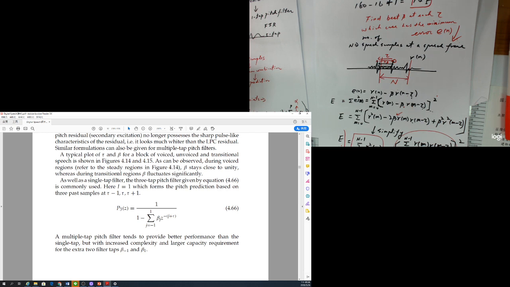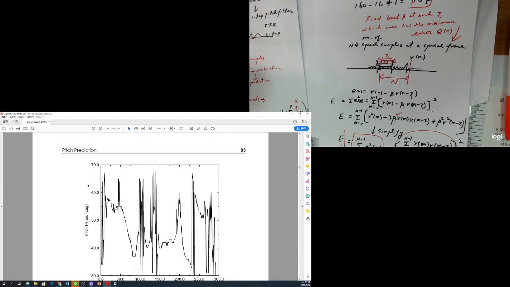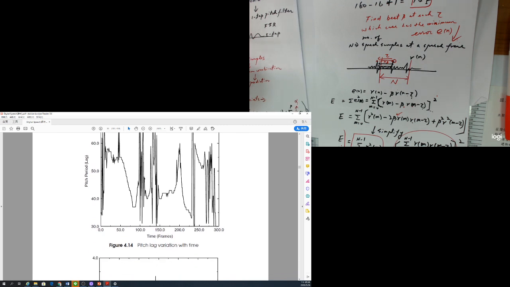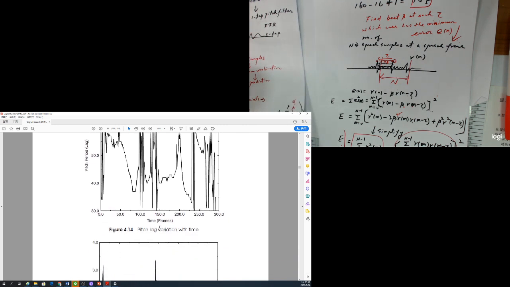From voiced to unvoiced, and also from unvoiced to voiced. There, beta may have a big change. So you can see they have some transition here. One is the pitch lag. Pitch lag is like your pitch.